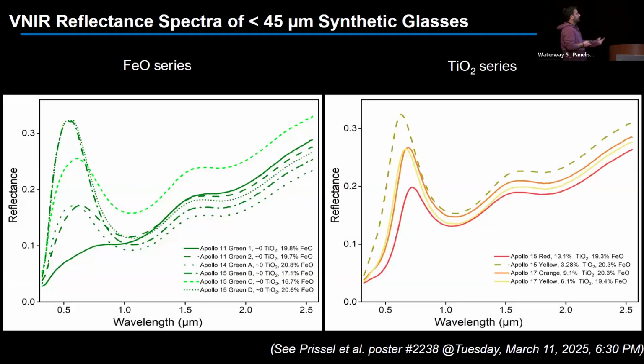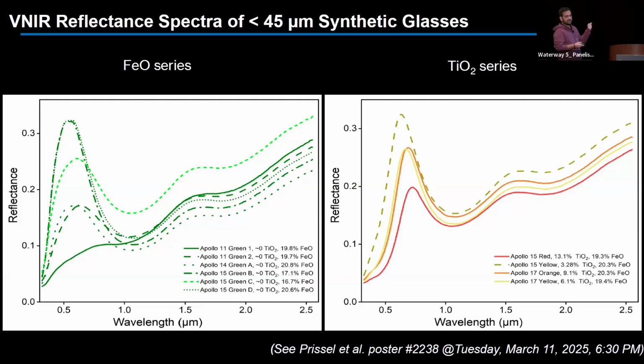So here are some glasses, some spectra. This is the 45 micron synthetic glasses spectra. On the left side, you can see the green samples, Apollo glasses ranging from Apollo 11 to 14 and 15. And here you can see titanium was fixed at 0% and iron was varied. On the right side, you can see the samples where titanium was varied and FeO was fixed around 20%.